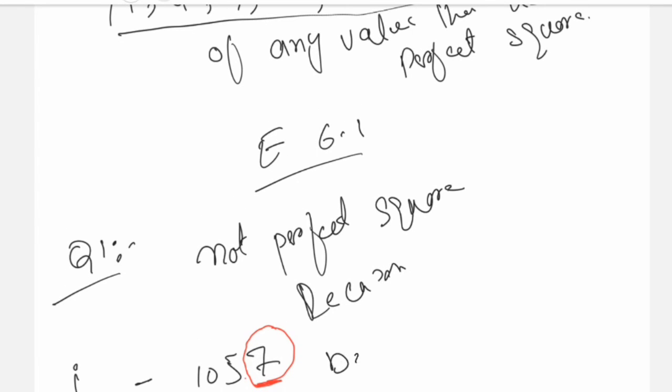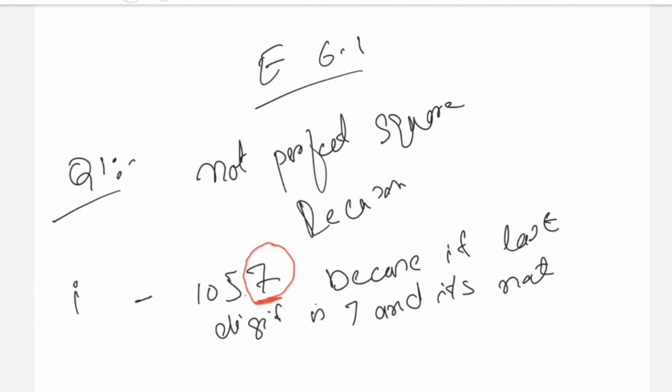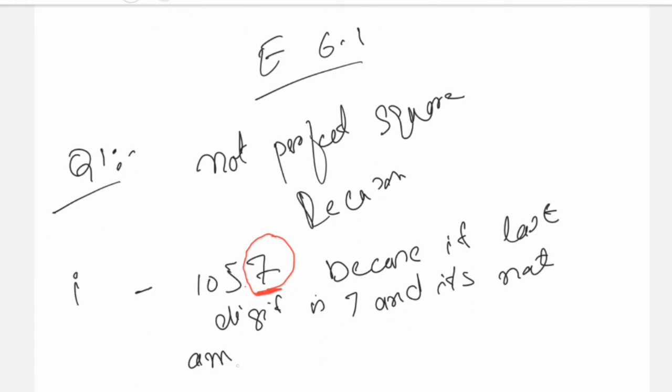because this is my reason: the last digit is 7 and it's not among the perfect squares' last digits.